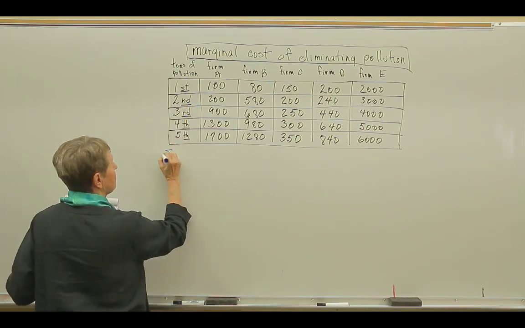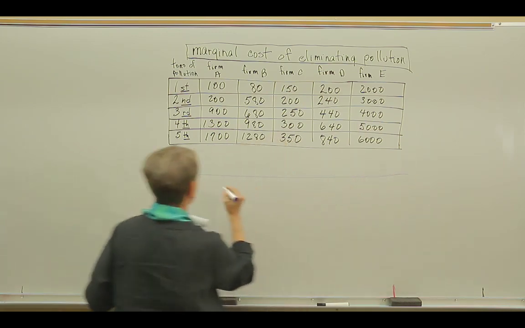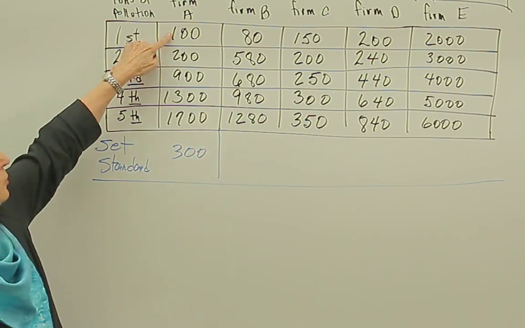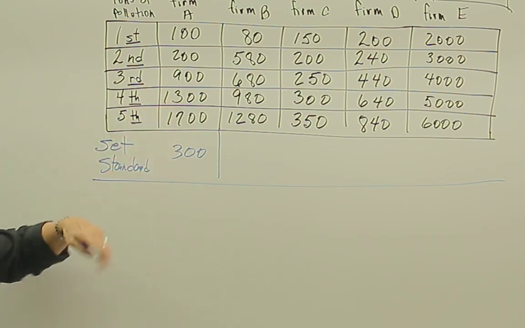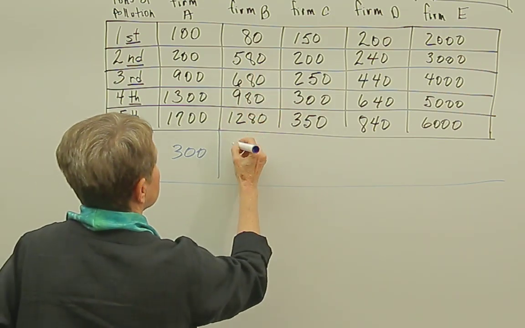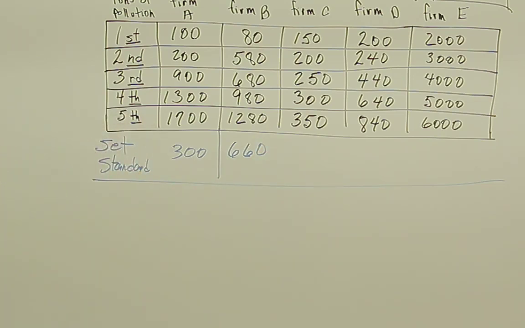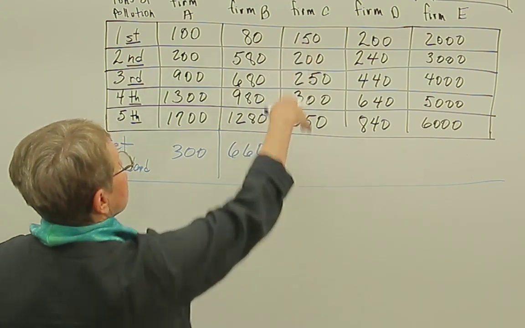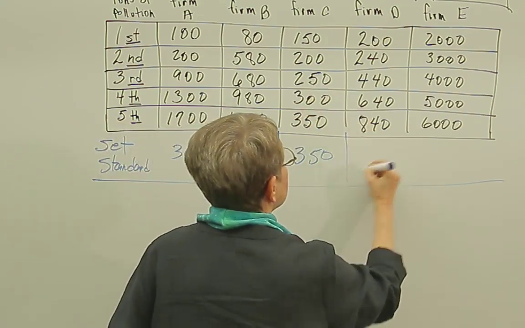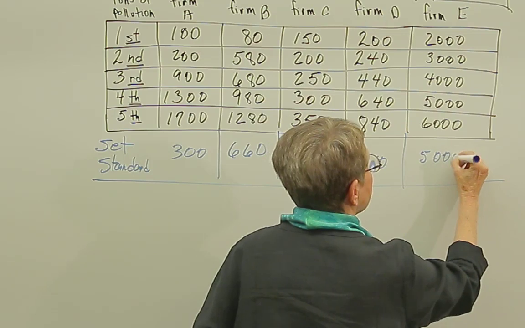This is the set standard method. Firm A, it's going to cost them $300. They're going to clean up this unit, and they're going to clean up this unit, and they're going to throw 3 units of crud. Firm B is going to clean up 2 units, and it's $580, $686, $60. Is that right? Yes. I should probably put my glasses on. Firm C is going to spend $350. Firm D is going to spend $440. And firm E is going to spend $5,000.